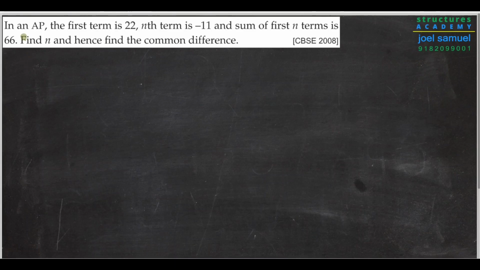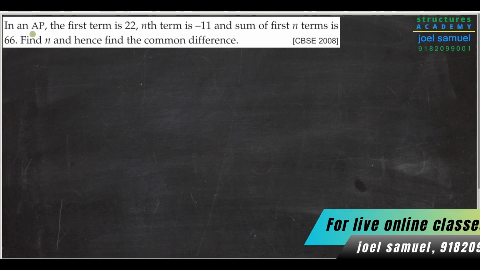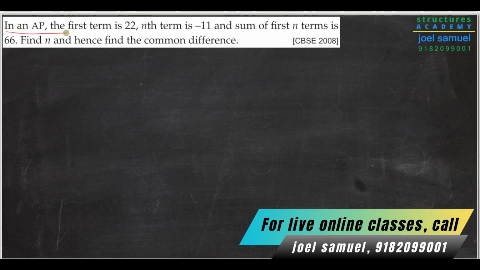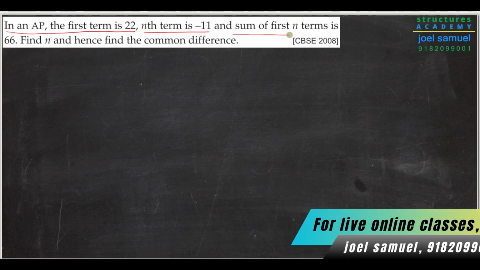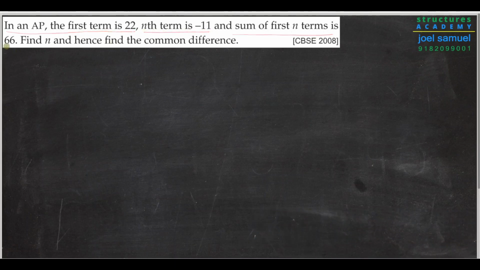Alright, let us look at a question from arithmetic progression, again dealing with sum of n terms. In an arithmetic progression, the first term is 22, nth term is minus 11, and the sum of first n terms is 66. Find n and hence find the common difference. So first let us write down the given data.